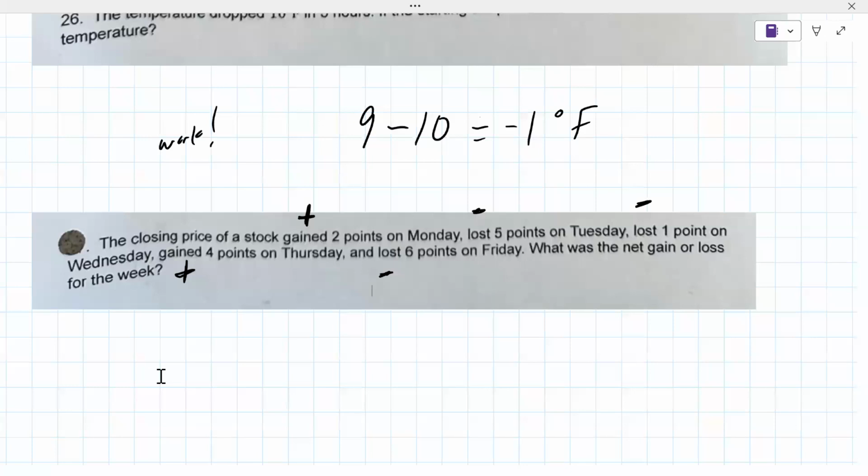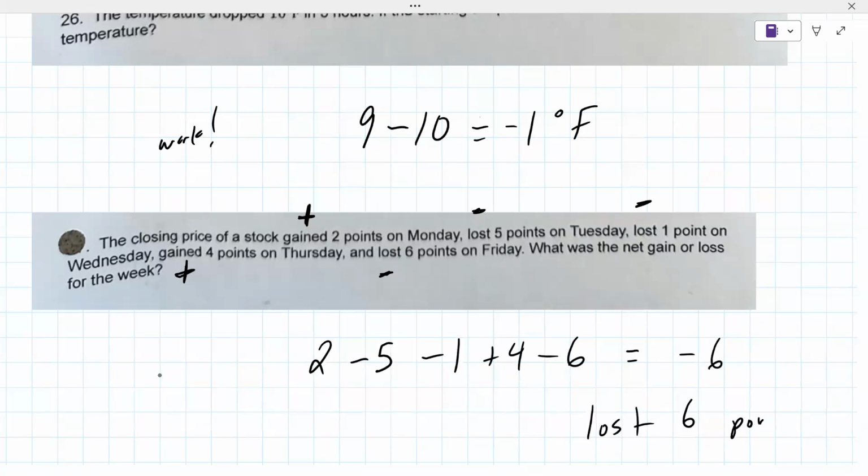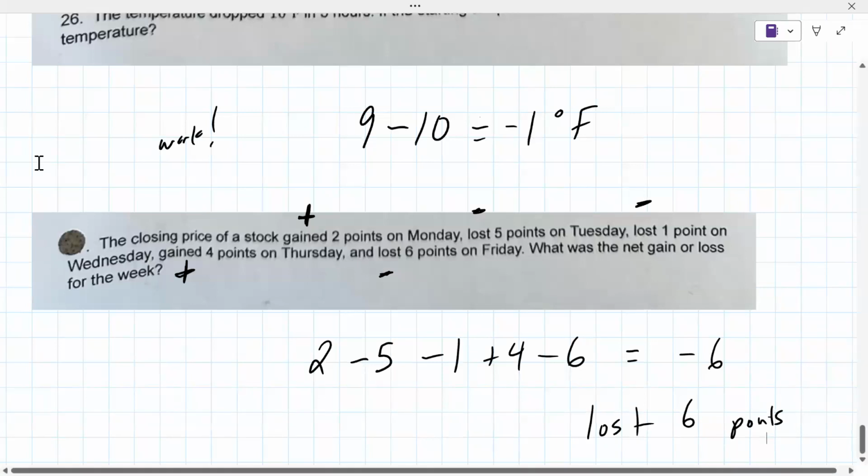Then +4 is 0. Then -6 is -6. So it's just gonna be lost, negative, so -6, I guess. Is that your final answer? Yes. It is -6. So you could say that it lost 6 points. Good.